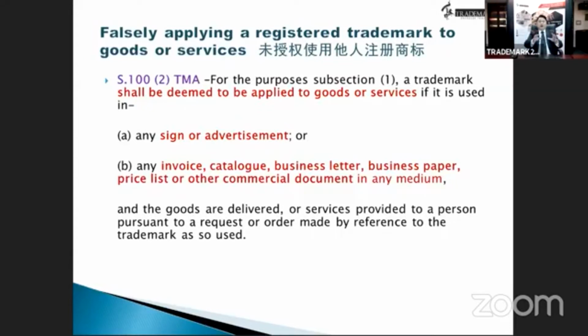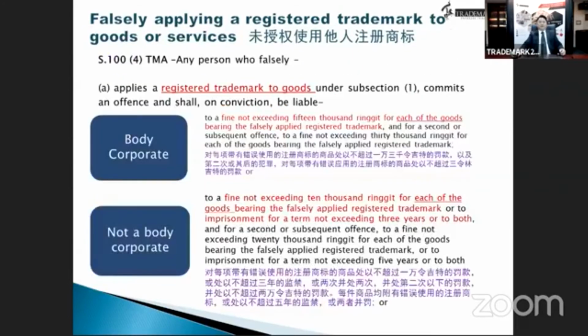So for example, if you are running a watch shop, retail outlets, and you're not authorized, let me say, a branded one like Rolex, for example, or Patek Philippe, you're not authorized to use the name of the trademark. And if you use it on your signboard, or maybe you put it onto the box, but you didn't actually make it, but you falsely apply it onto the goods itself, that is wrong, that is illegal. And when you're caught, you will be fined.